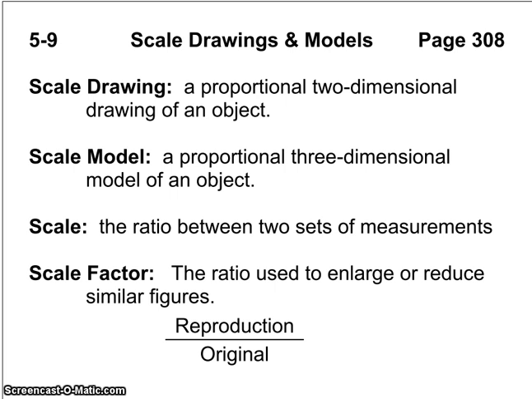So our first vocabulary term here is scale drawing. A scale drawing is a proportional, two-dimensional drawing of an object. So for example, if you've ever seen a blueprint to a house, the blueprint is a scale drawing. In other words, it's not the same size as the real house. It is reduced down proportionately, and the dimensions fit onto a piece of paper. So it's a two-dimensional drawing of an object. Two-dimensional meaning that it is flat.